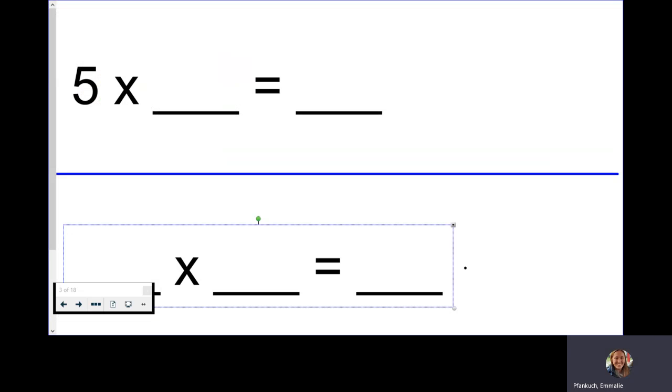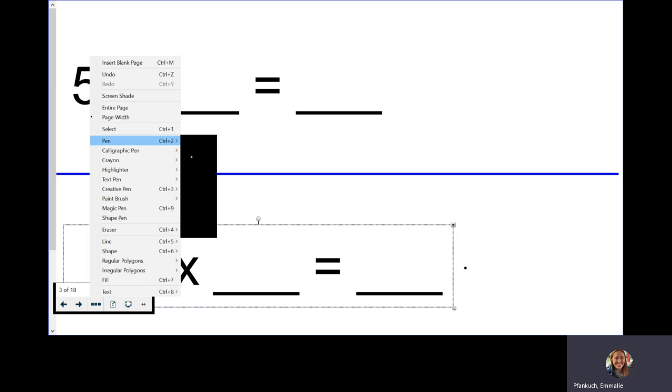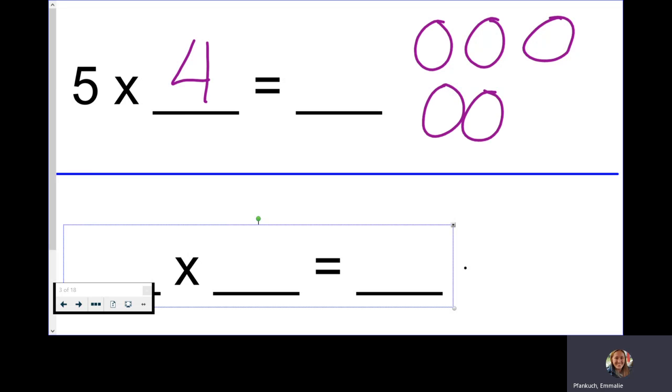All righty. So let's think about this problem here. 5 times 4. In this problem, I'm saying I have 5 groups, and in each group, I have 4 dots. If I count all those up, I see I have 4, 5, 6, 7, 8, 9, 10, 11, 12, 13, 14, 15, 16, 17, 18, 19, 20 total.